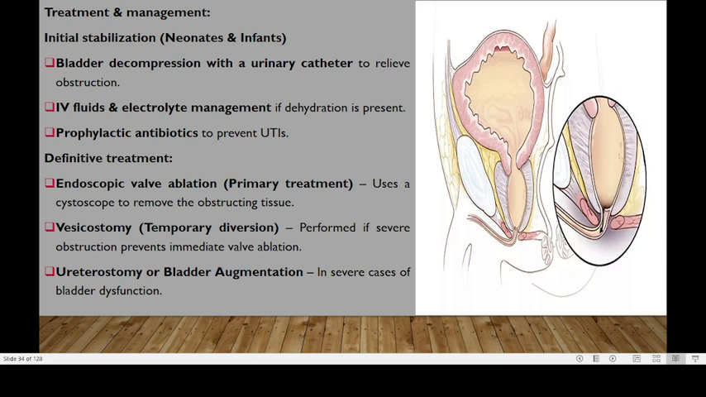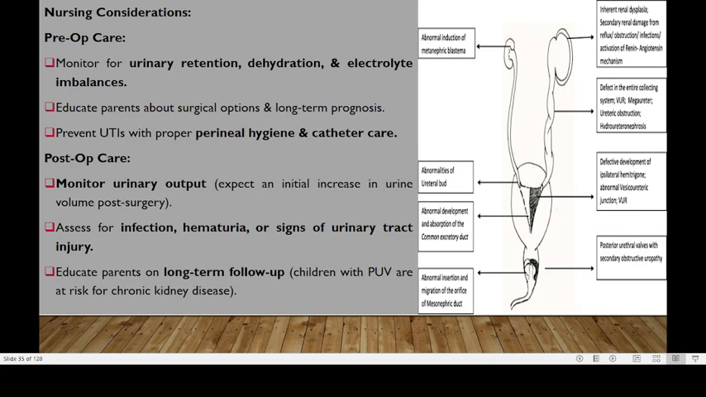We also have the vesicostomy, which is performed if severe obstruction prevents immediate valve ablation. And we also have the ureterostomy or bladder augmentation in severe cases of bladder dysfunction.